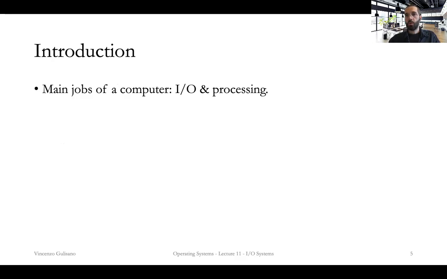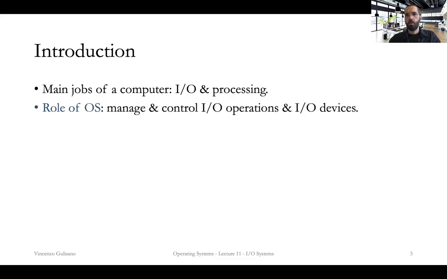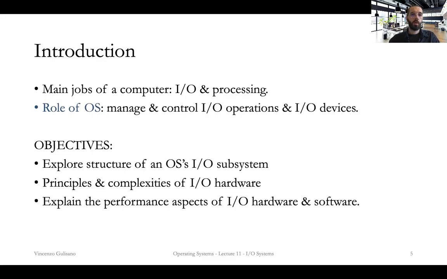At this point in the course, we know that the main job of your computer is basically to process stuff, crunch data, and perform input-output. And this usually depends on what the user is doing, on requests from the user. We have the hardware and we have the operating system that is there to help managing and controlling input-output operations and also coordinate the devices that we have for input-output.